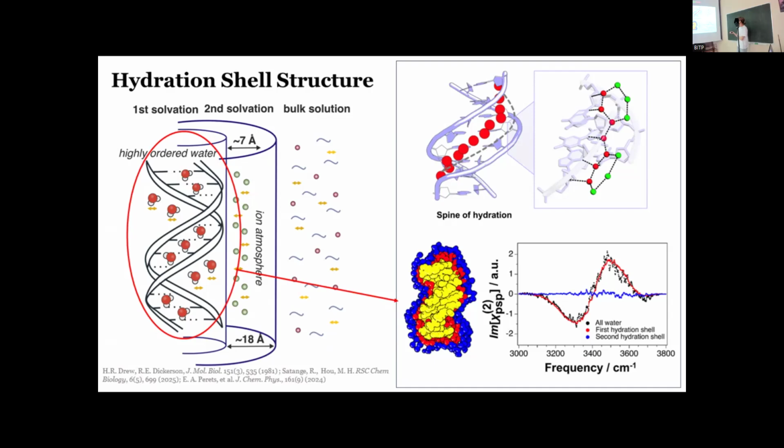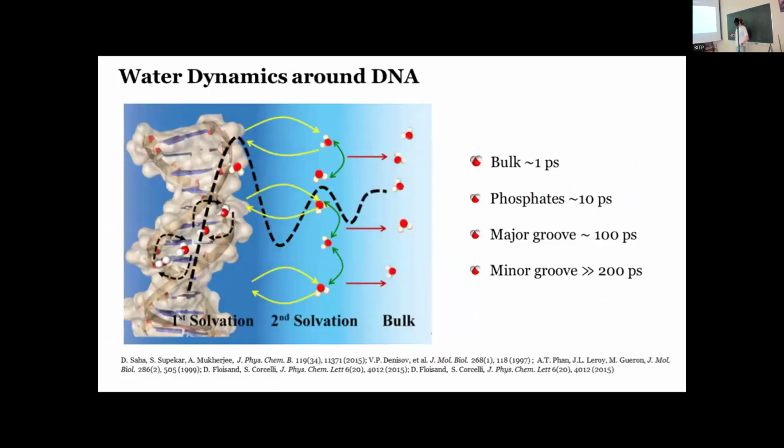The calculated spectra here show that the water molecules from the first hydration shell produce the dominant contribution to the resulting overall signal. This indicates that around DNA, the water molecules form a highly structured arrangement. So, in addition to the structure of the hydration shell, its dynamics is also not uniform and strongly depends on the position of water molecules around the double helix.